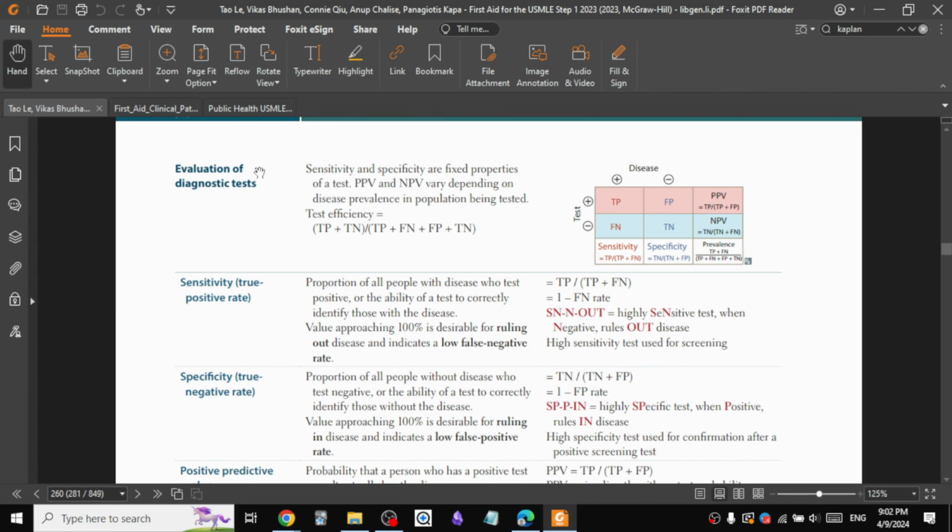We left off in evaluation of diagnostic tests. Okay. You have seen this table, this contingency table. Okay. How do you actually remember the formulas and stuff? I used to always get confused with things like this, right?